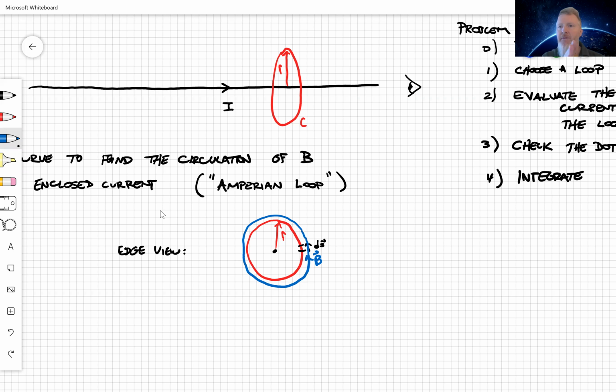So the loop that you choose, you basically take care of the dot product, right? That was your point with the Gaussian surface, to get rid of that dot product so you didn't have to worry about it. Well, same thing here. Choose a good Amperian loop, and then you don't have to worry about the dot product between B and ds, right? They're exactly in the same direction. It's a tangent field and it's a tangent ds, so we're all good.